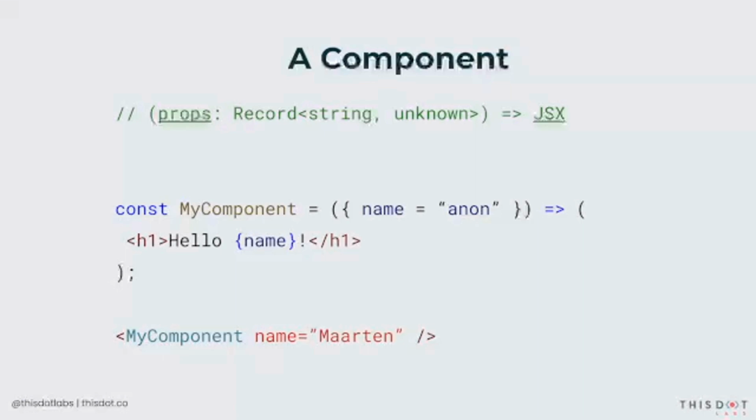So let's have a look at our top level component here, where it says props, which is an object with string key value pairs, turns into JSX, and JSX is HTML in JavaScript.